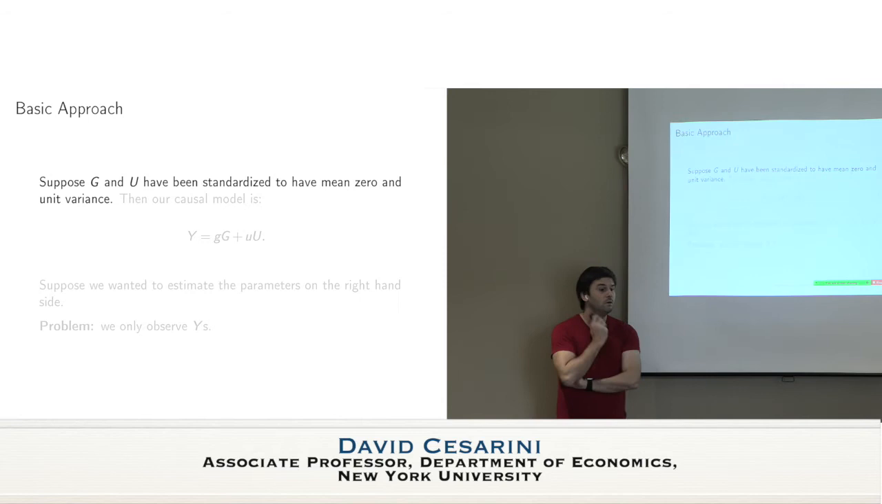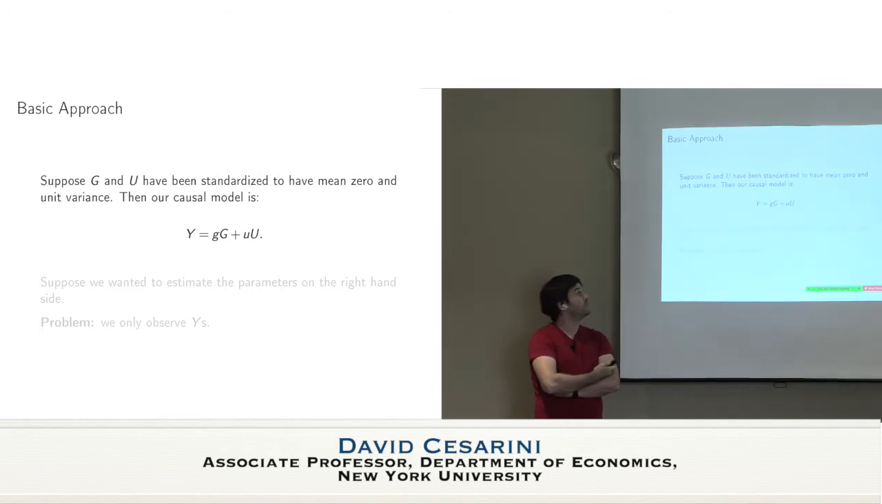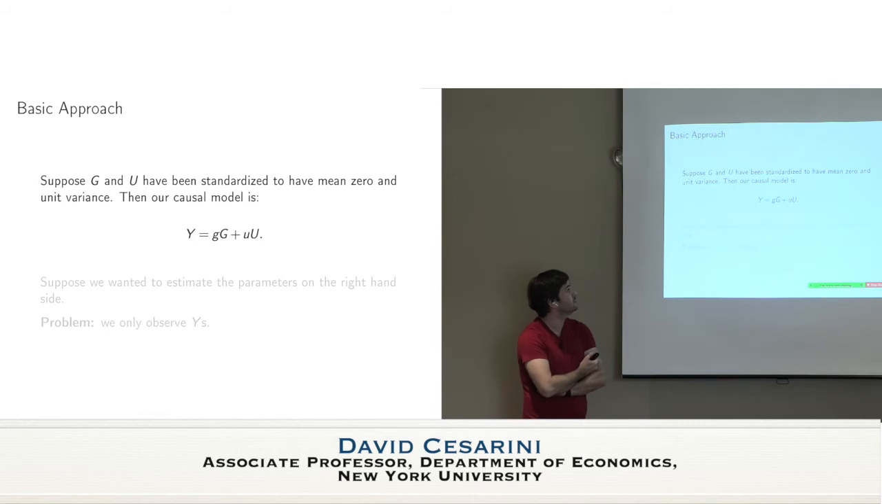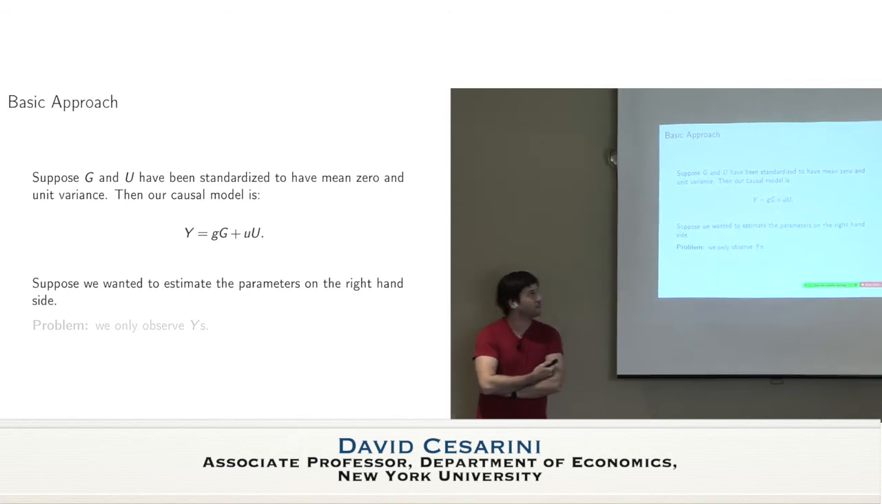Okay, so it's useful to begin to just take our G and our U and standardize them so that they have mean zero and unit variance. And so then we can write our causal model like this, where now G is a coefficient that tells us the effect of a standard deviation increase of G on Y. We haven't necessarily standardized Y yet, and likewise for U. Okay? And now, suppose we want to know something about these G's or these U's, and the problem is, of course, that we only observe Y's.